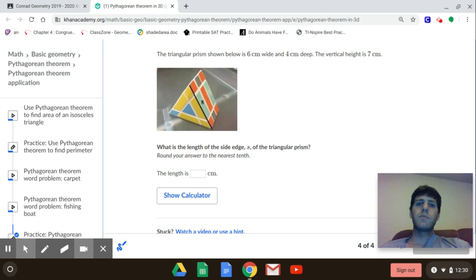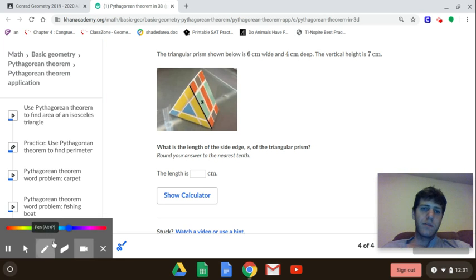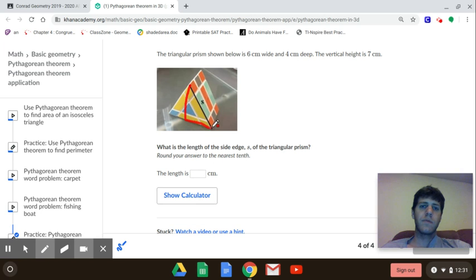Okay, the triangular prism shown below is 6 centimeters wide and 4 centimeters deep and has a vertical height of 7. Okay, what is the edge length of the triangle? Okay, so we have a vertical height here of 7, 6 centimeters wide and 4 centimeters deep. So the whole thing here is 6.